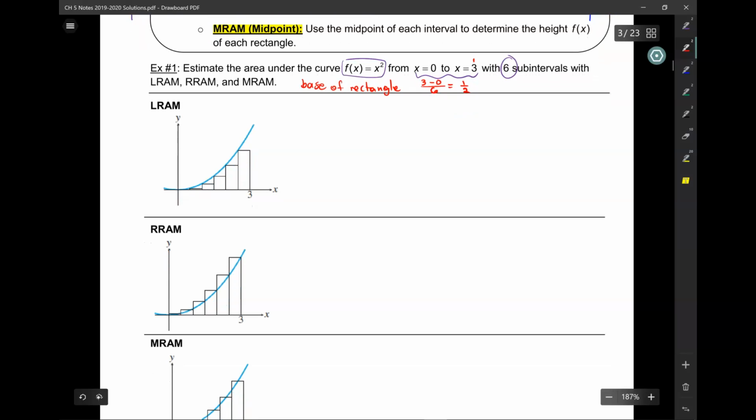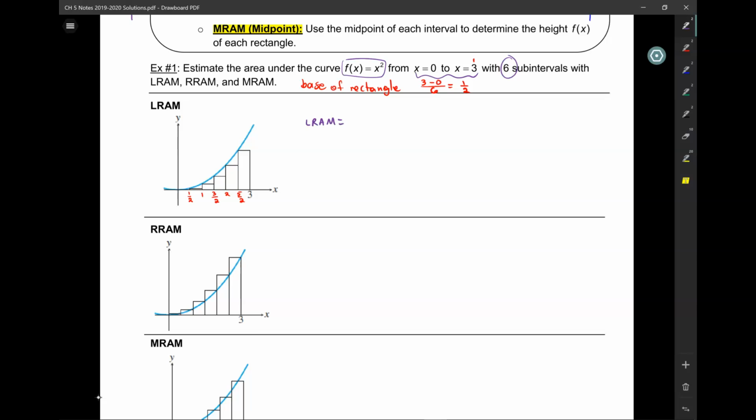So if I'm going from 0 to 3, here, if I do LRAM, you see how I make my left endpoint the top of the rectangle, okay? So the first partition will end at 1/2 because that's the length, and then 1, and then 3 over 2, and then 2, 5 over 2, and then 3. Okay, so here is what LRAM will look like. You literally have to now sum up all the areas of the rectangles, okay?